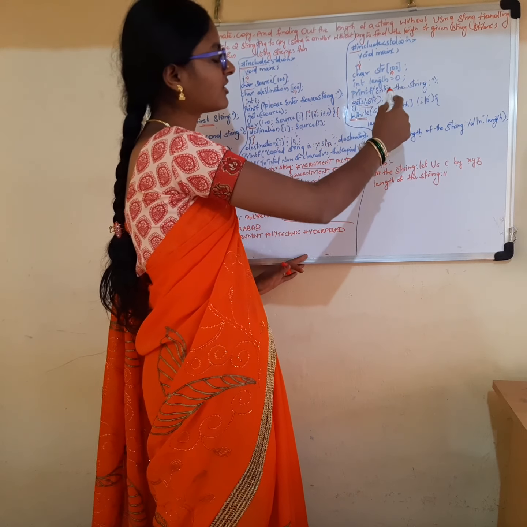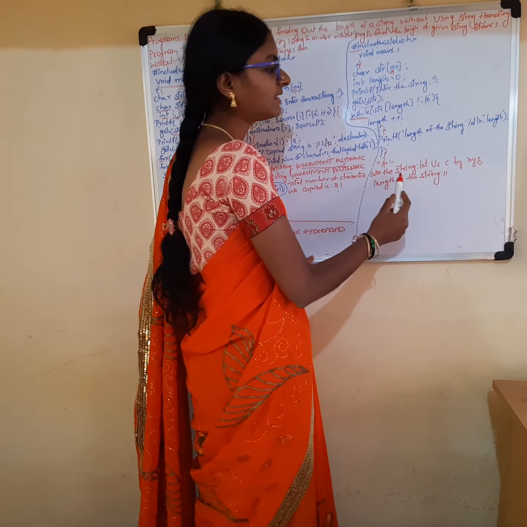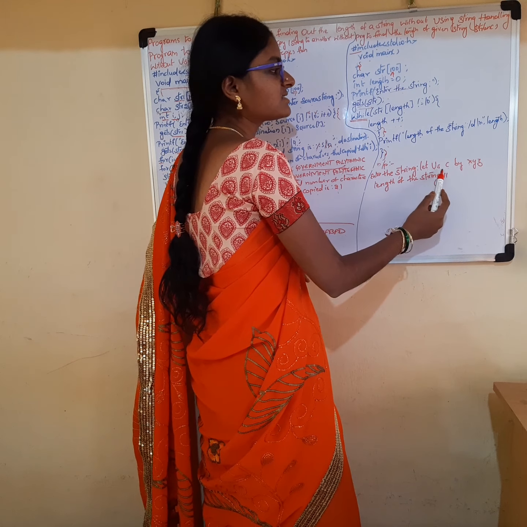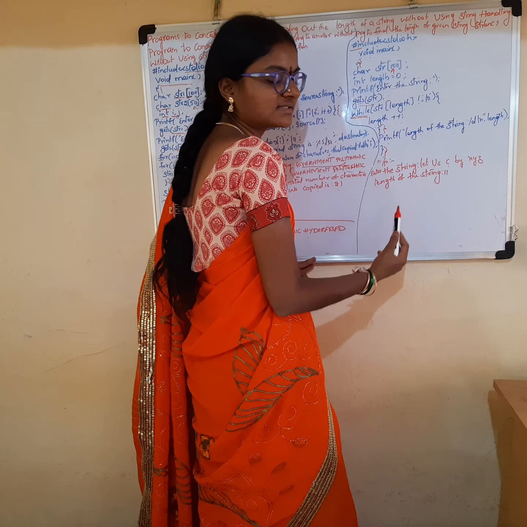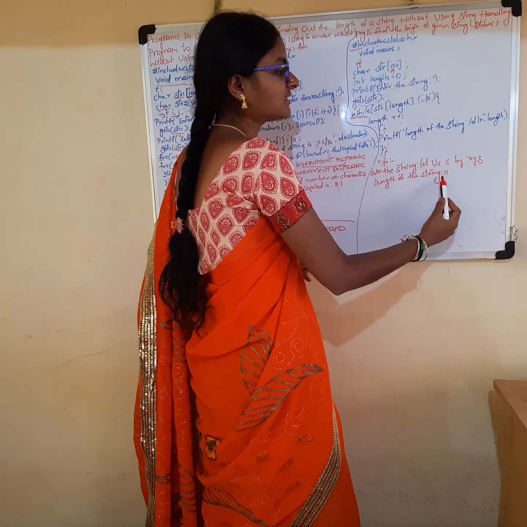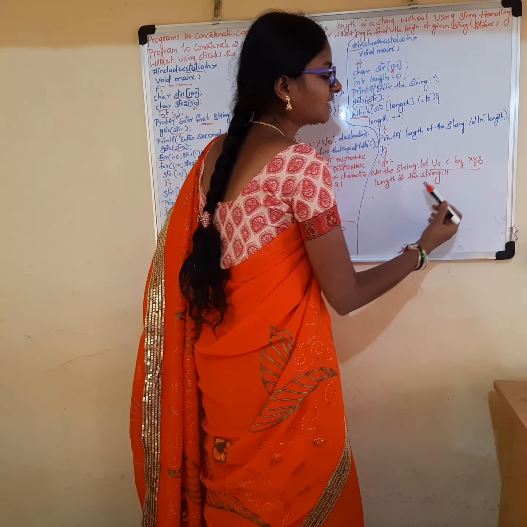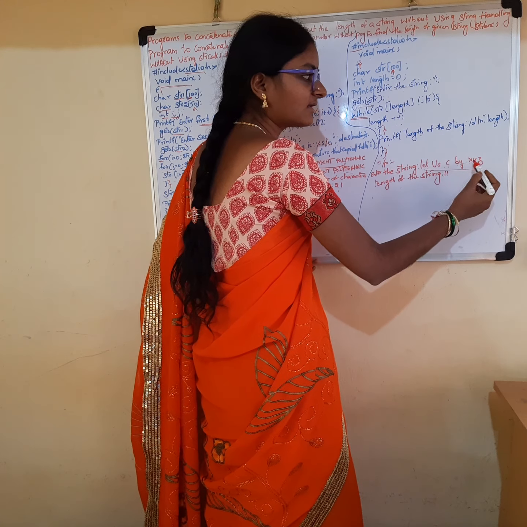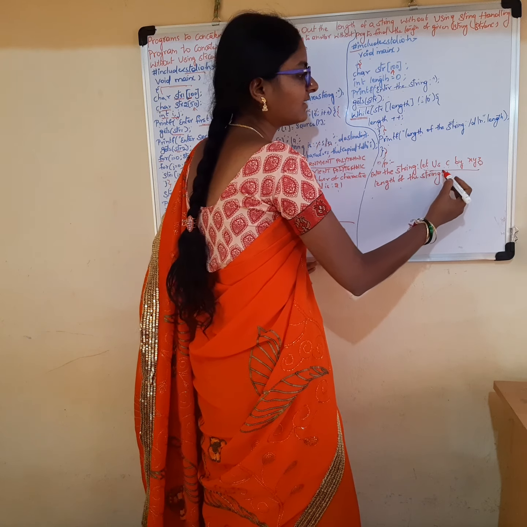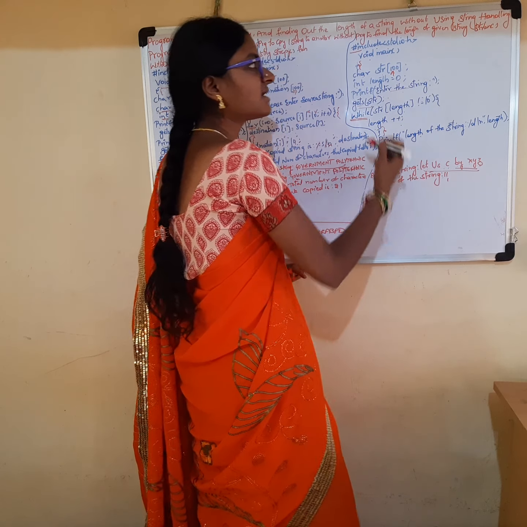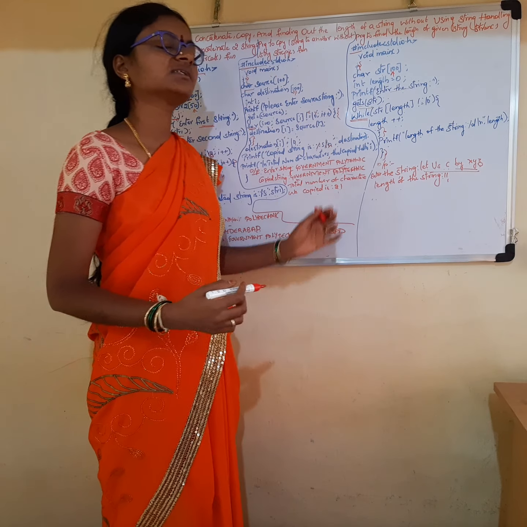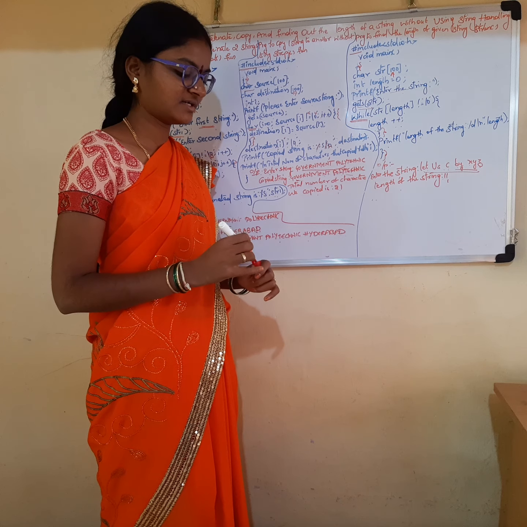Now we'll see the output for this program. Enter the string: Let us C by XYZ. Here the length of the string is 11. Length is 11. This is the output of the program without using the string length handling function.